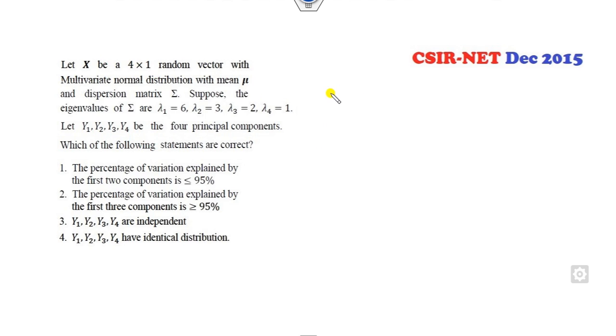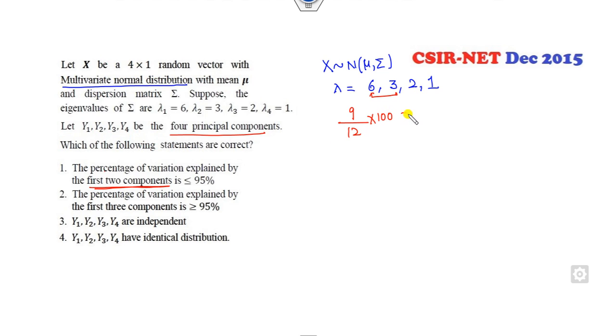Okay, look at another one. If the xi's follow a multivariate normal distribution with mean given here, and the eigenvalues are 6, 3, 2 and 1, and the yi's are the 4 principal components, the percentage of variation of the first two largest components is 9 out of a total of 12. So 9 over 12 is 3 over 4, which is 75 percent. 75 percent less than 95 is a correct option.